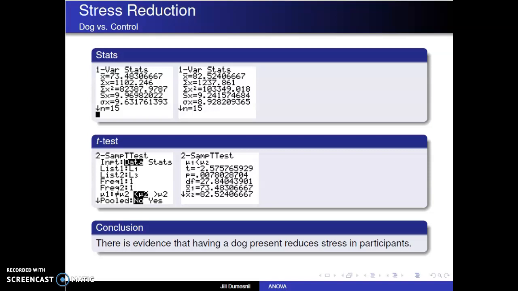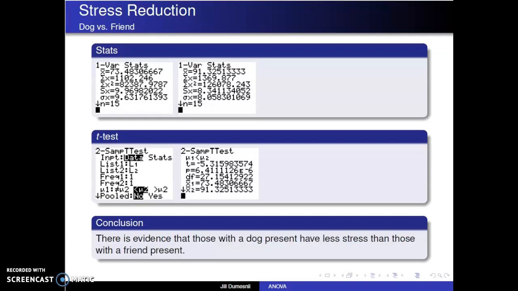The output screen shows a p-value of 0.007, which is less than 0.05. Thus, there is evidence that having a dog present reduces stress in participants. But is having a dog present better than having a good friend present?